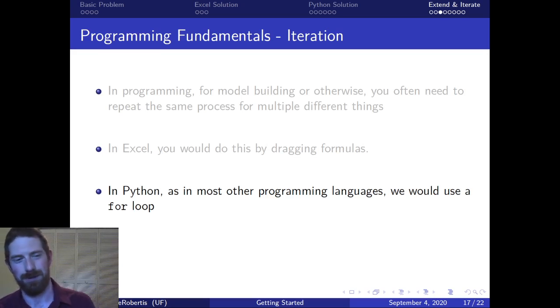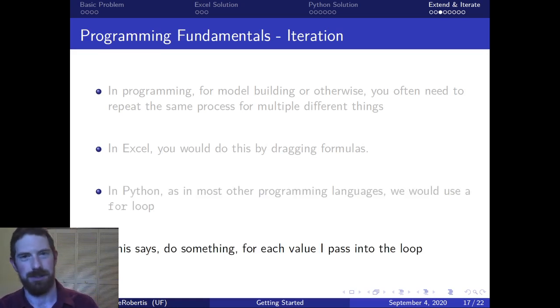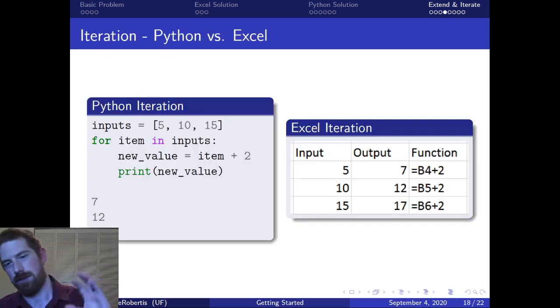That's all that a for loop means, is whatever code goes in the for loop, I'm going to run that for each one of my different inputs. So that's the basic concept. So just doing whatever operation, whatever code you have within that loop, whatever process, you're just going to repeat that for each one of your inputs. So just bird's eye kind of view. Here's Python iteration versus Excel iteration, doing the exact same calculation.